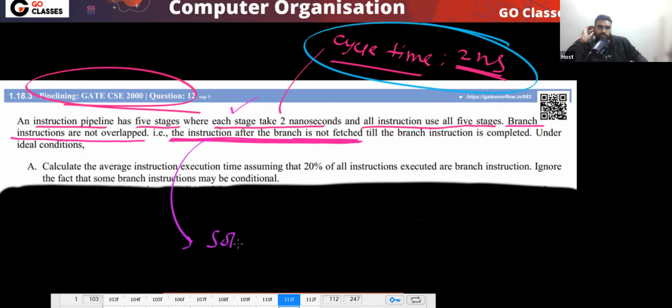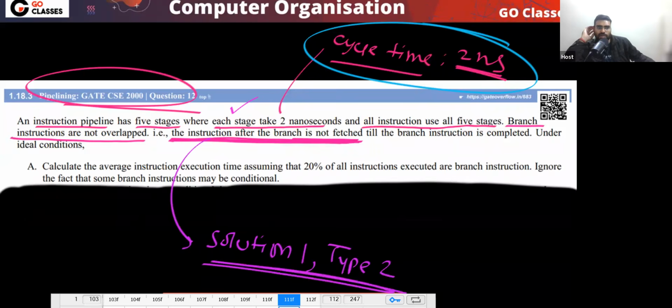This is your solution 1 type 2, because the question is saying that the instruction after the branch is not fetched till the branch instruction is completed.